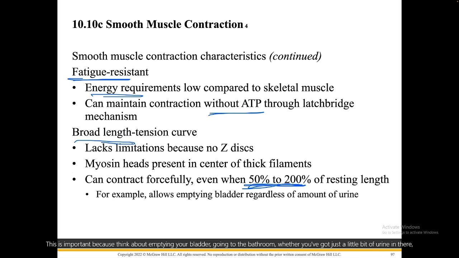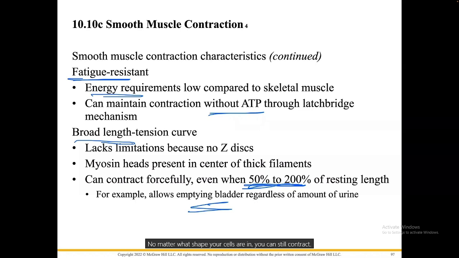This is important because think about emptying your bladder, going to the bathroom. Whether you've got just a little bit of urine in there, a whole lot of urine in there, or even if you just urinated, you could probably squeeze out a couple more drops. At any of those times, no matter what shape your cells are in, you can still contract.